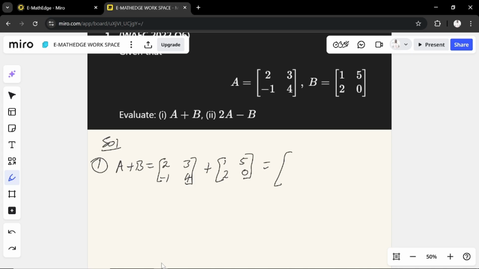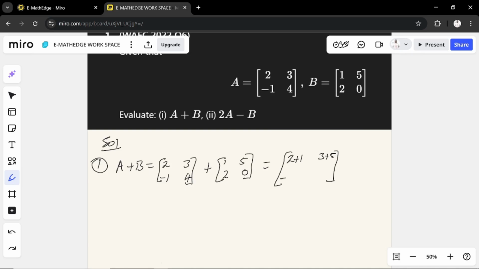So that's to say 2 is going to be added to 1. We are going to have 2 plus 1 in order to obtain the element in the first row, first column. Now, for us to get the element in the first row, second column, we add the corresponding elements of the first and second matrix, which is 3 plus 5. To obtain the element in the second row, first column, we are going to add the corresponding elements, which are minus 1 and 2.